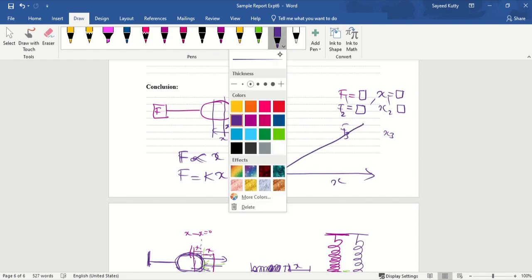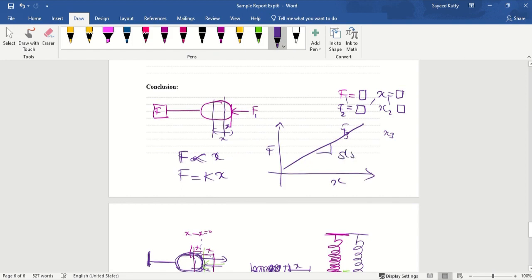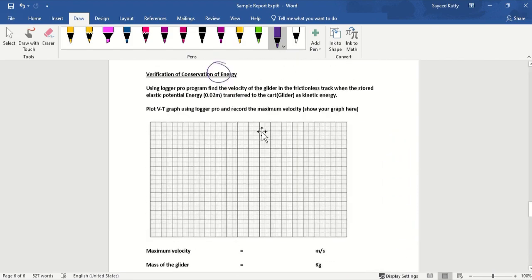And you understand that the slope is what? The slope equal to y value, which is F divided by X, from this equation. What is F divided by X? It is a spring constant. Okay, it is a spring constant K. So I'm going to get the spring constant from the F versus X graph. So that is the first part we are going to do here.